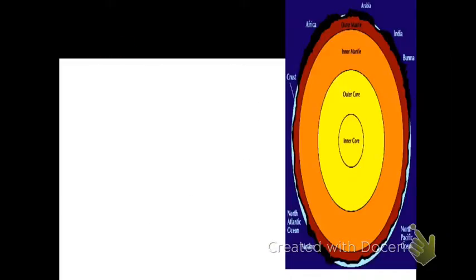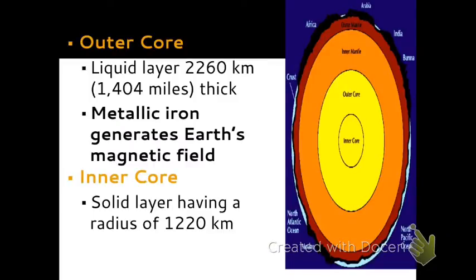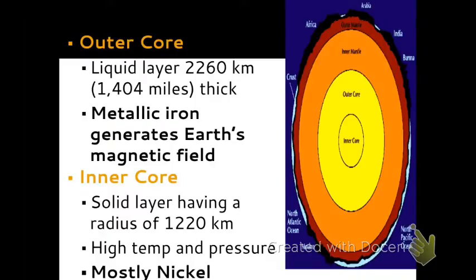And next we have the core. The core is actually split up into two different parts. We have the inner core, which is the innermost part of the Earth, and then the outer core above it. So the outer core is going to be a very liquidy layer, and you don't need to write that down, just write down the bolded parts.